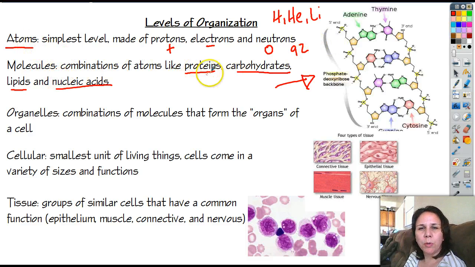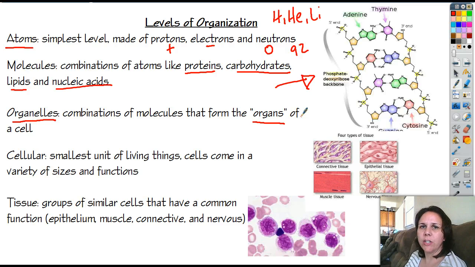Now, if I throw a whole bunch of proteins and carbs together, I might get an organelle. Now, you guys have all taken biology, so hopefully you're pretty familiar with organelles. Those are the nucleus, endoplasmic reticulum, phospholipid bilayer, cytoskeleton, all those things that you learned way back when. And these little organs is what organelle actually stands for. These little organs act like your organs do for your body.